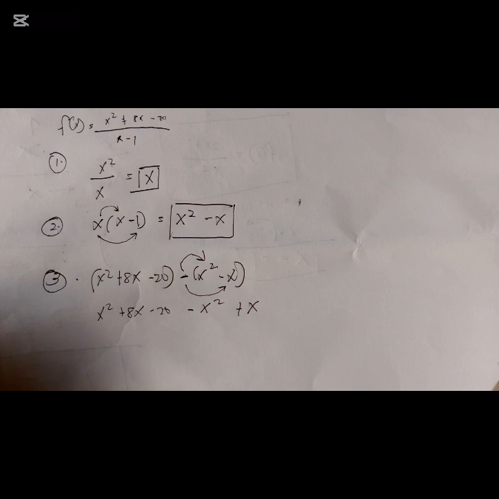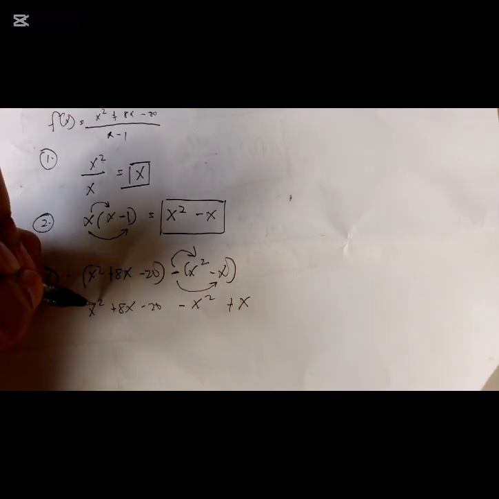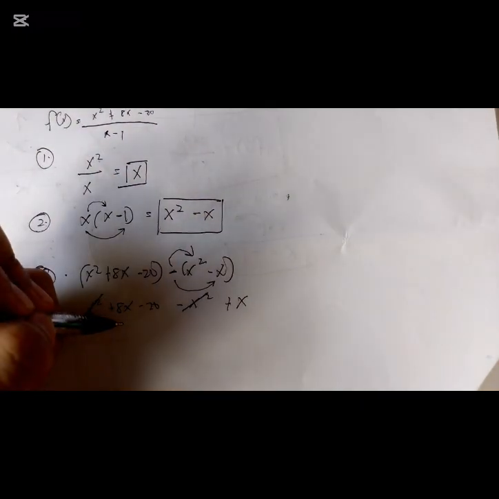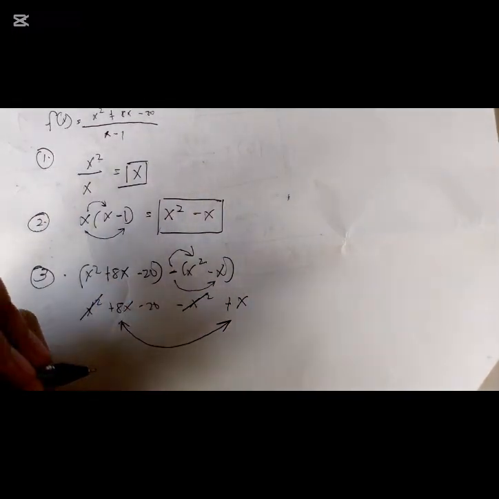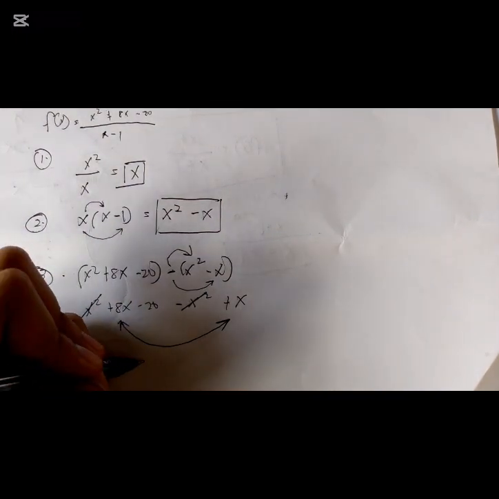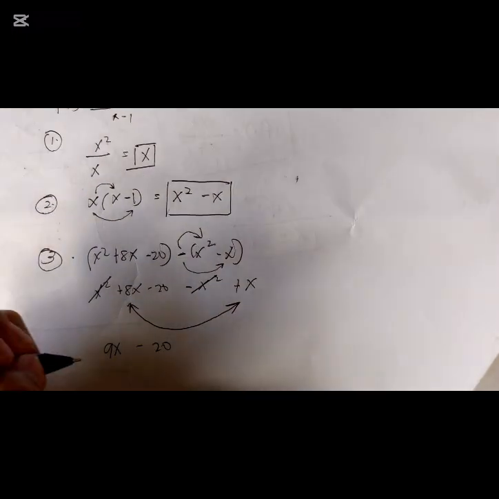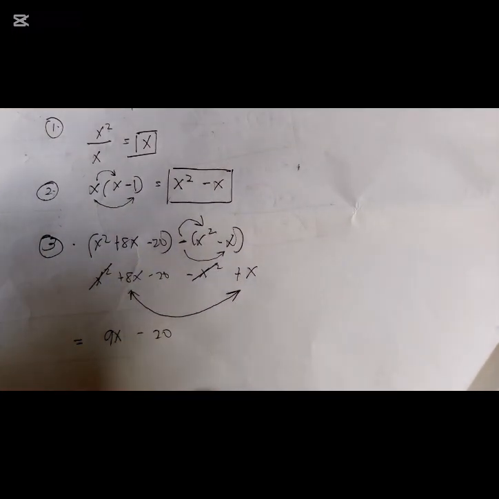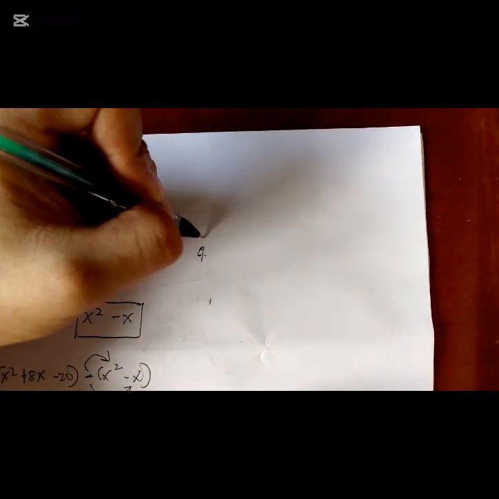So eliminate the opposite term. So positive x squared cancels the negative x squared, and then for 8x, the like terms will be added. So 8x plus x equals 9x, and then copy the negative 20 because it's the only one. So this is equation 3: 9x minus 20. And then let's proceed to equation number 4.